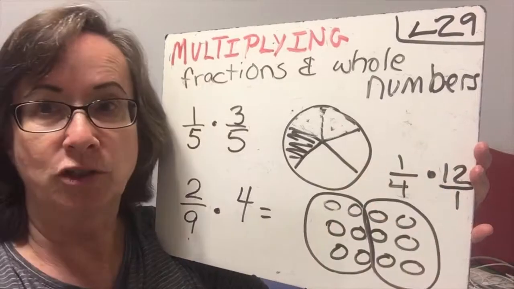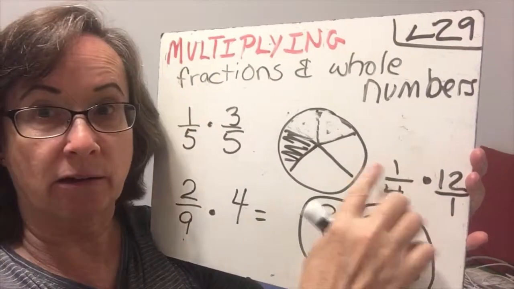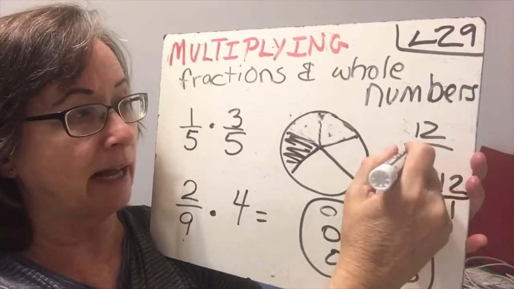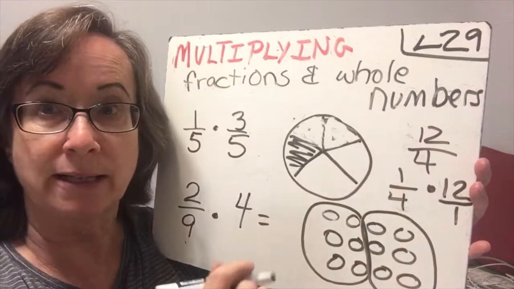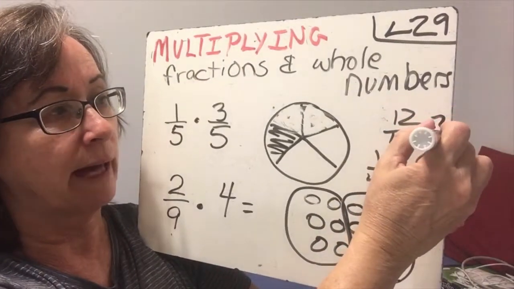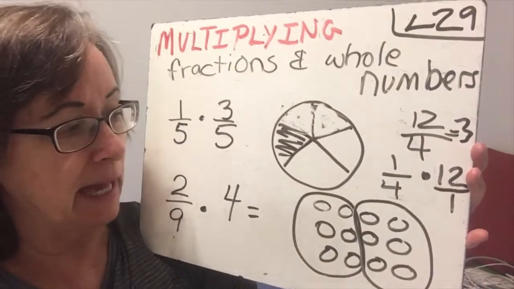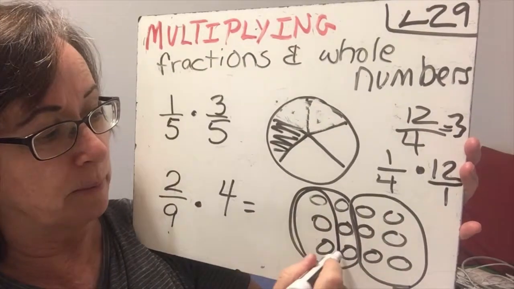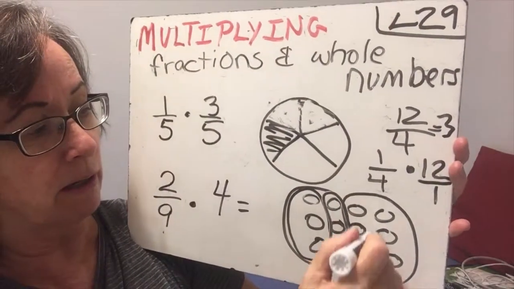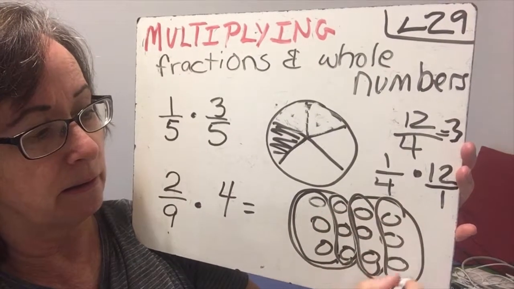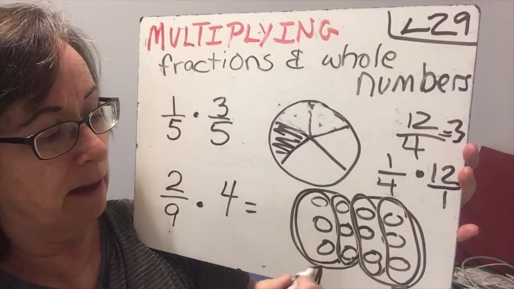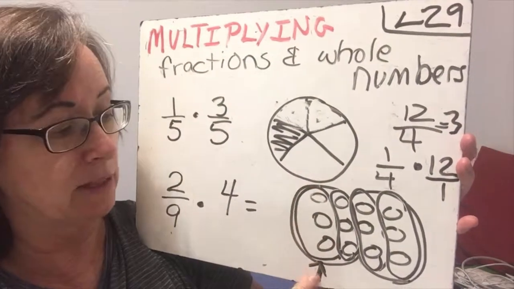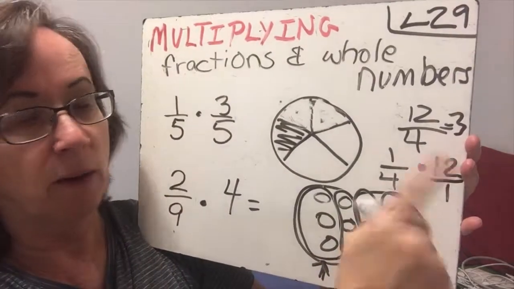Okay, so what if I wanted 1/4 of 12? Well, when I multiply across the top, I get 12, and when I multiply across the bottom, the denominator, I get 4, and we know that 12 divided by 4 is 3. Okay, so 1/4 of 12 is 3, and we know that 1/4 of 12 means that I'm taking the 12 items and dividing into 4 equal groups, and I'm choosing one of those groups. So 1, 2, 3 is 1/4 of 12.